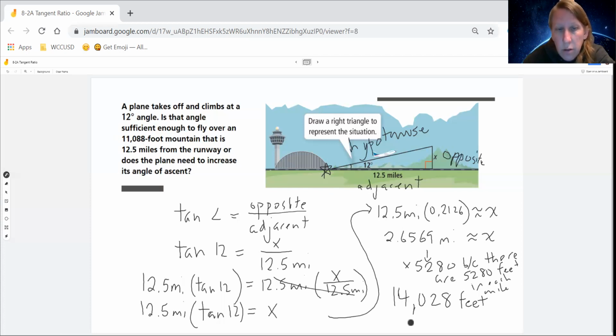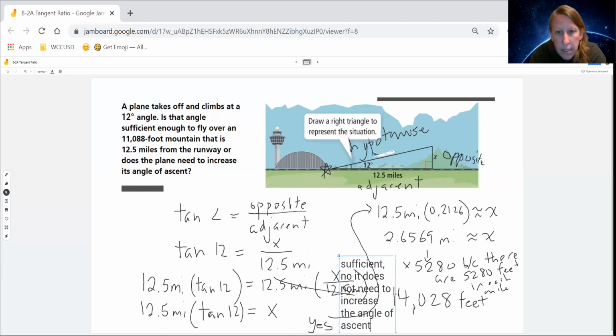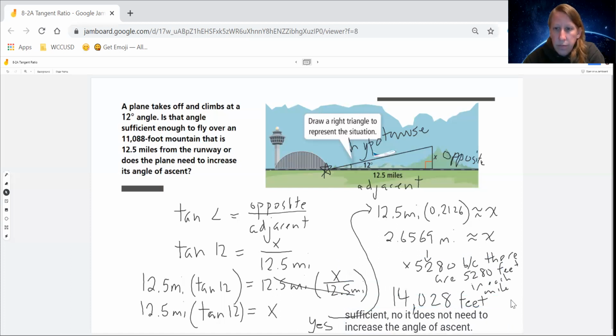Yes. So is it sufficient? Is that angle sufficient? Or does the plane need to increase its angle of ascent? Yes, it is sufficient. No, it does not need to increase. Yes, sufficient. No, it does not need to increase the angle of ascent. Okay, that's the answer to this problem. Fun times with trig. All right, be good, work hard, keep learning. I will see you soon.